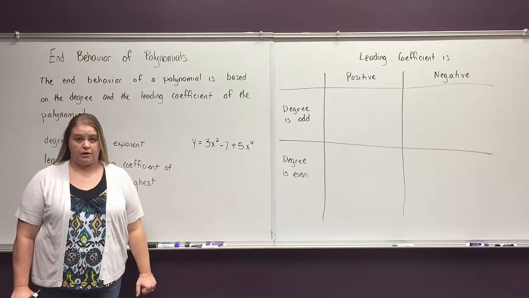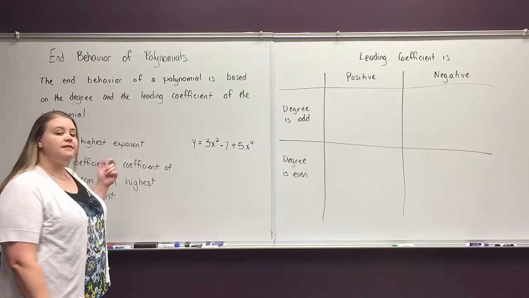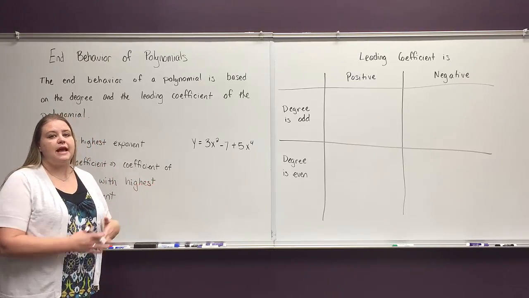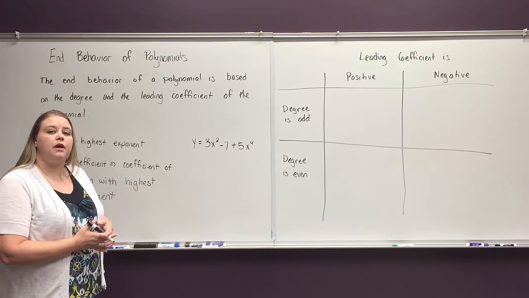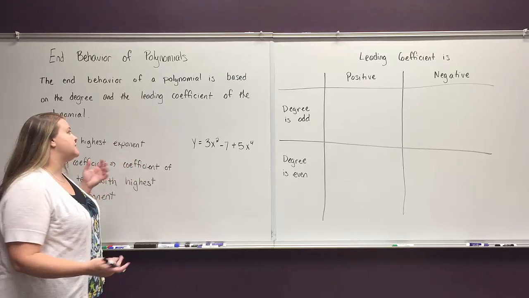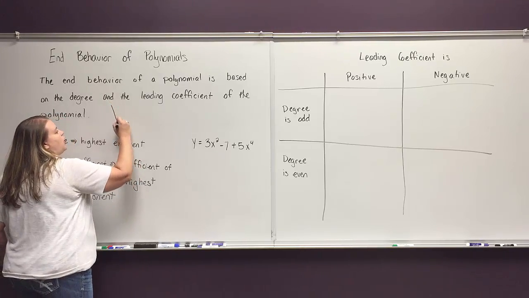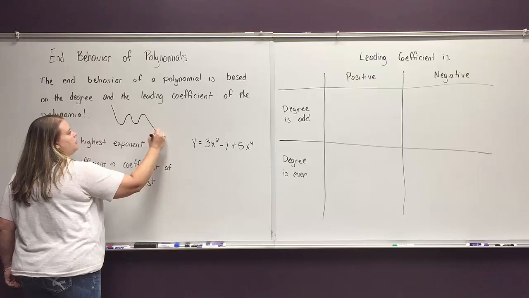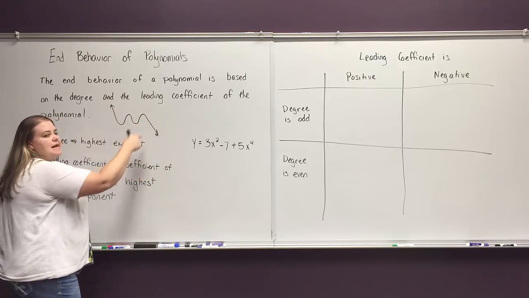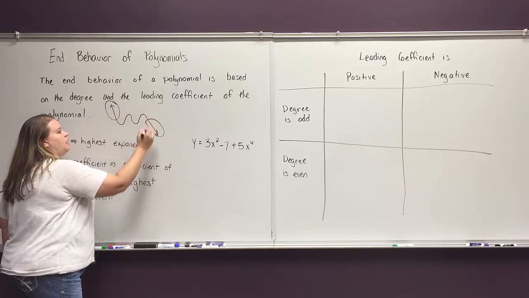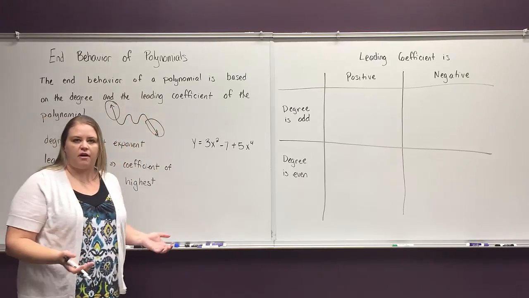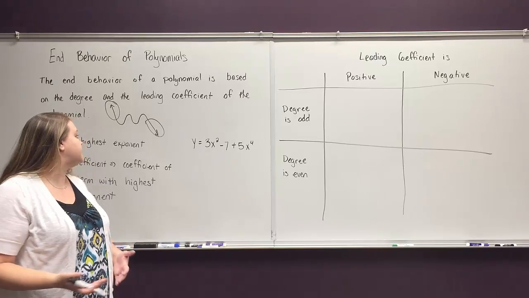End behavior of polynomials. When we're discussing the end behavior of polynomials, it helps us to graph polynomials. And so we're looking for what does the polynomial do at the ends. We're not really worried about how many times it crosses the axis or bounces up and down. We're looking for what's happening on the left end, what's happening on the right end. Are they rising? Are they falling? Are they doing the same thing? Are they doing opposite things?